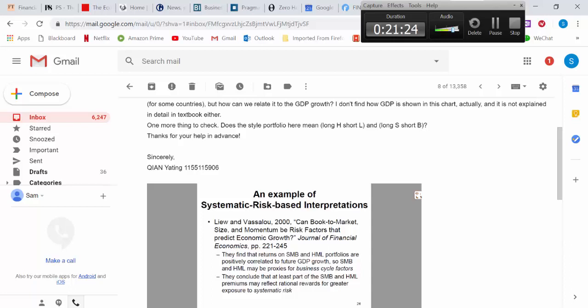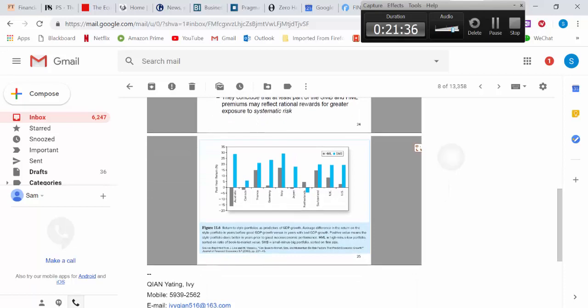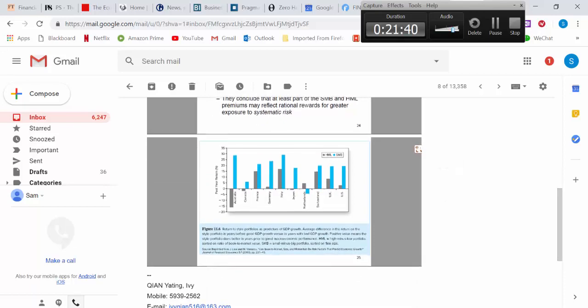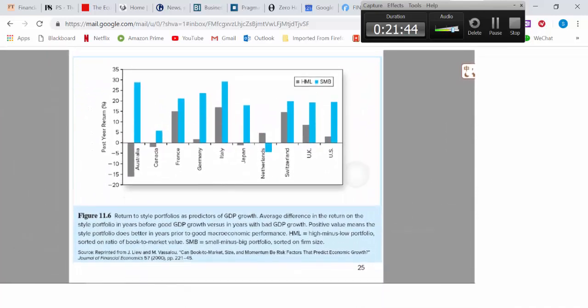One more thing to check. Does this style portfolio mean long H and short L and long S and short B? I think it does, yes. That's why the order is SMB and HML. So S is supposed to give you more return.